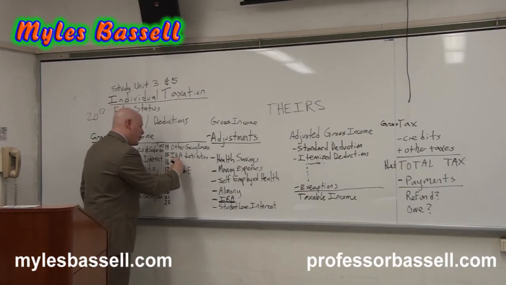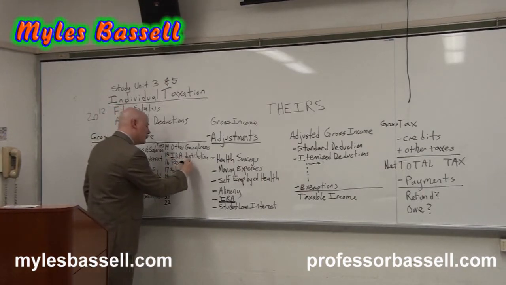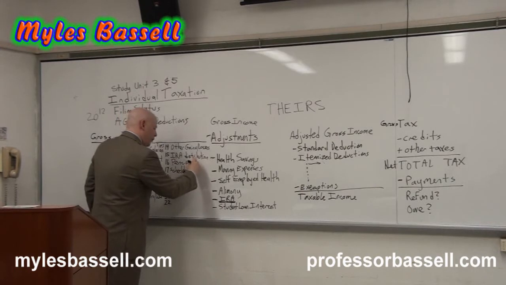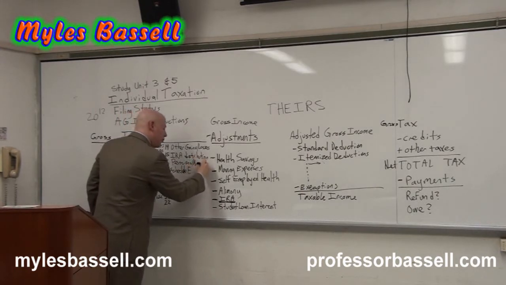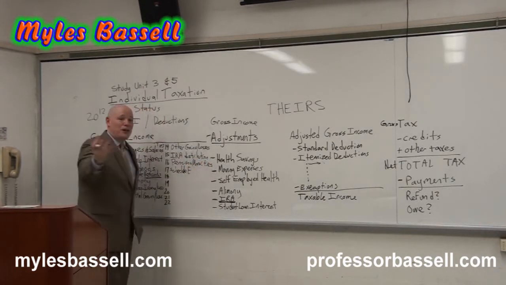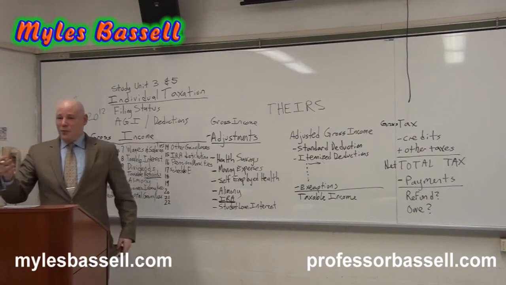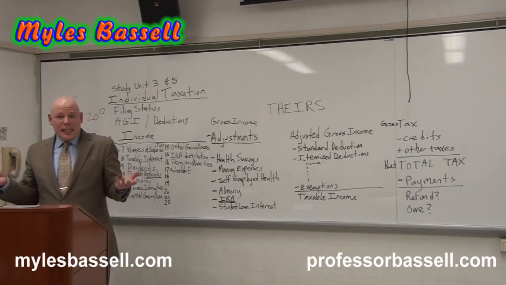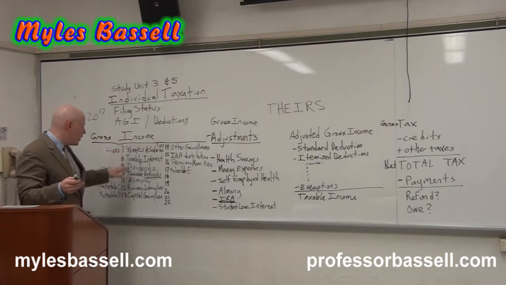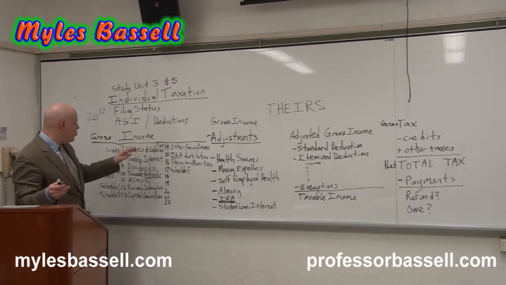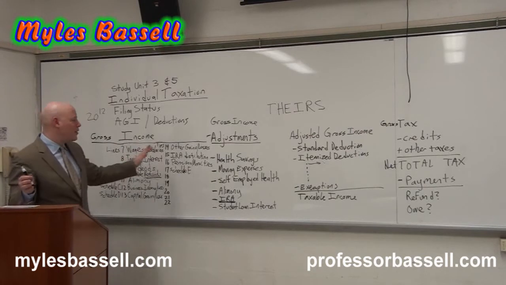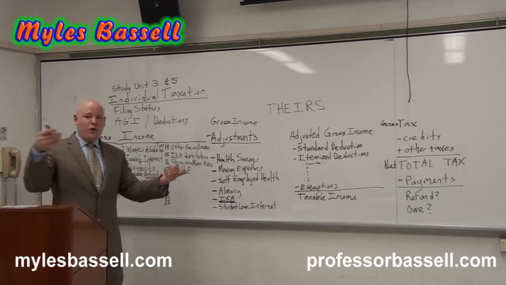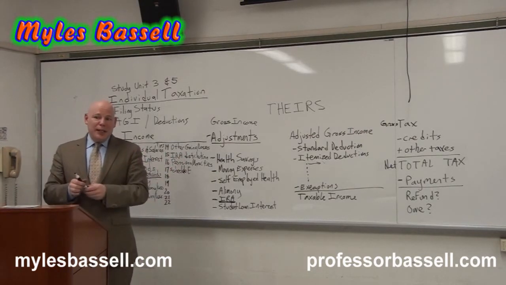And then we have pensions. You work for a company, they say we'll give you a pension. Well, when you start receiving the pension, the IRS says that's income, just like your wages and salaries and your interest and your dividends, all of those things are income. If you receive a pension, you have to pay tax on that.